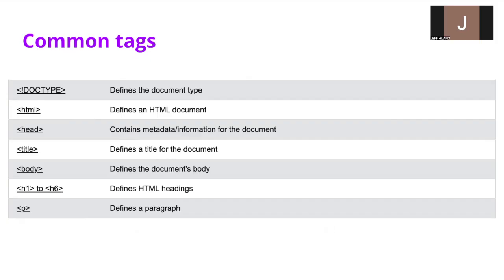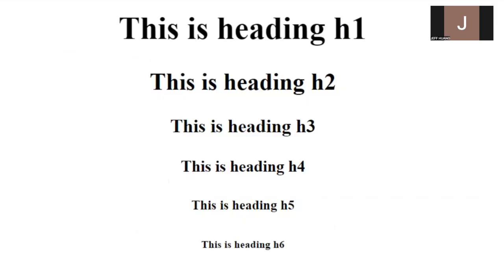Title would be a title for your document, so like what appears in your tab. Body would be the body, and H1 to H6 would be different heading sizes. So I think we have an example on the next slide, but yeah, and then P would be some text that you want to write. So here you can see the different sizes of H1. If you want a bigger title, you would use H1. If you want a smaller one, you could use something like H5.